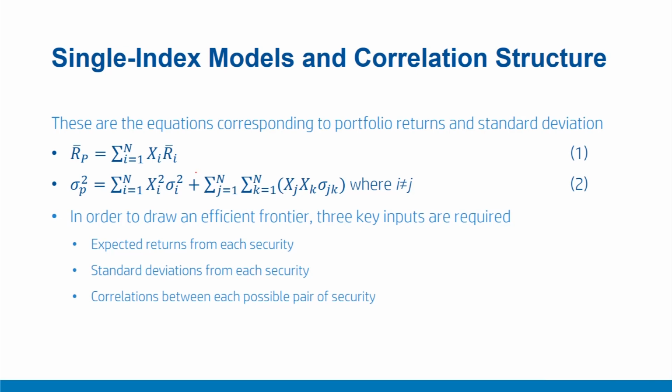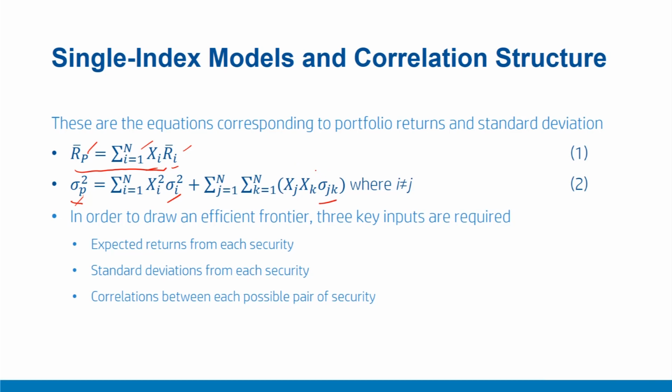These are the equations corresponding to portfolio returns, which is this one. Portfolio returns RP bar equal to sigma xi Ri bar, and standard deviation. These notations are familiar to us. Sigma p square is equal to summation xi square sigma i square plus summation xj xk sigma jk. Here RP bar is the expected return on portfolio, xi is the weights, Ri bar is the individual security expected returns, sigma p square is the variance of portfolio, sigma i squares are the variances of individual securities, and sigma jk is the covariance between security j and k.